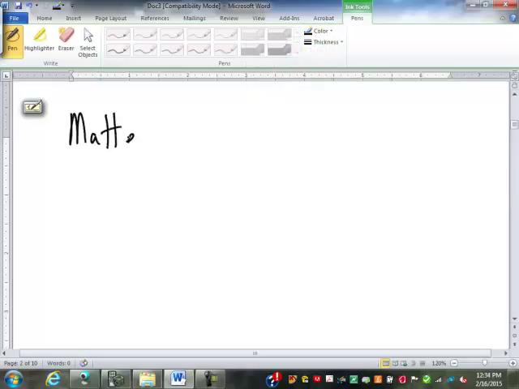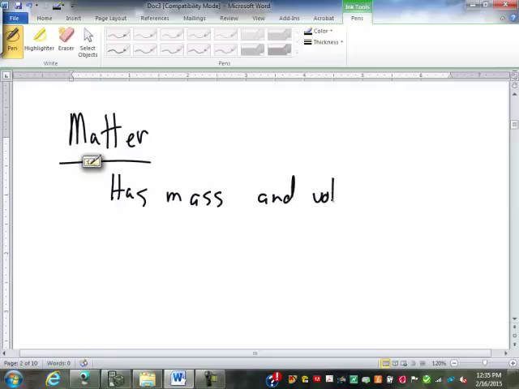So what is matter? Well, matter, it's hard to define. You kind of get into a circular argument of what is matter. Matter is anything that has mass. Oops, I don't know where the E came from there. Has mass and volume. In other words, it takes up space.